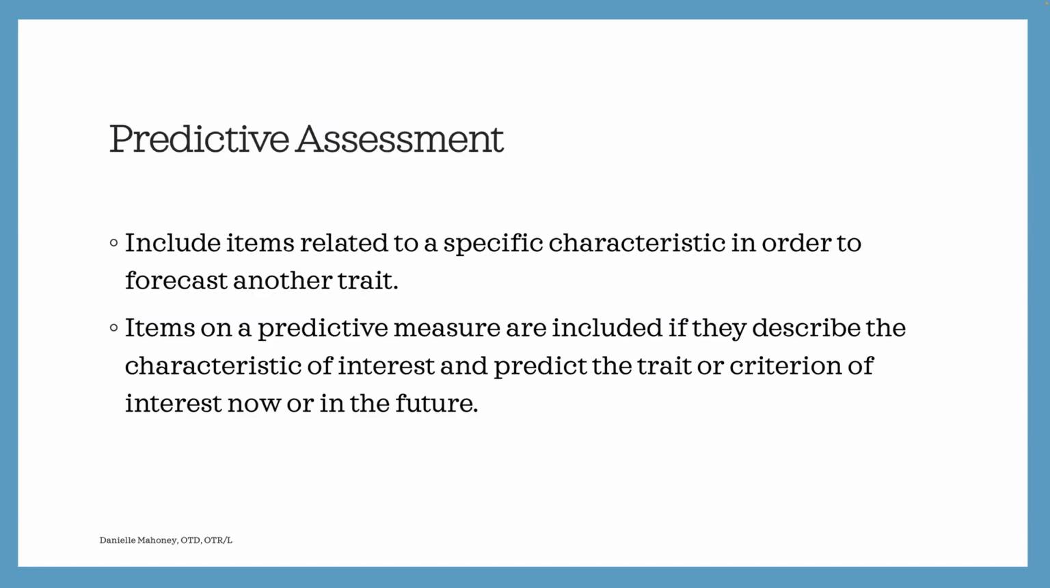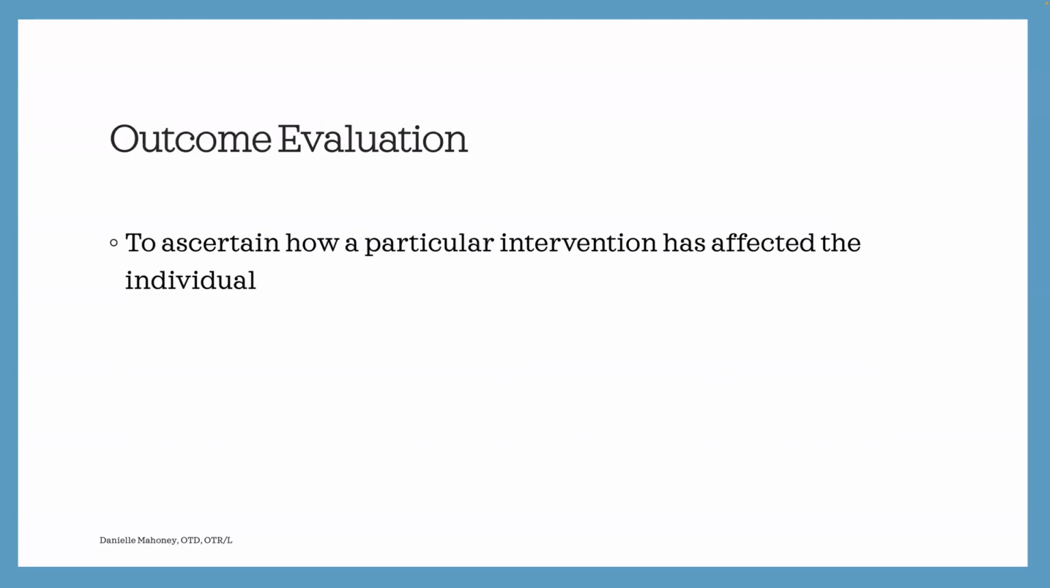A predictive assessment includes items related to a specific characteristic in order to forecast another trait. Items on a predictive measure are included if they describe the characteristic of interest and predict the trait or criterion of interest now or in the future. An outcome evaluation is to ascertain how a particular intervention has affected the individual.